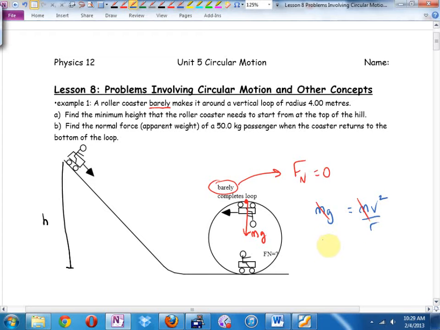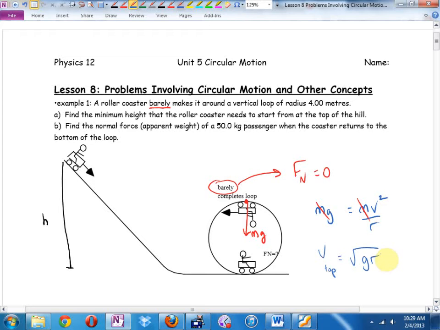And I think we get this. V at the top is the square root of G times R. Yes? And I could crunch the numbers. I'm just going to leave that for a second because we're going to try and see if we can look for an algebraic pattern. If we need to plug in numbers later, we will.